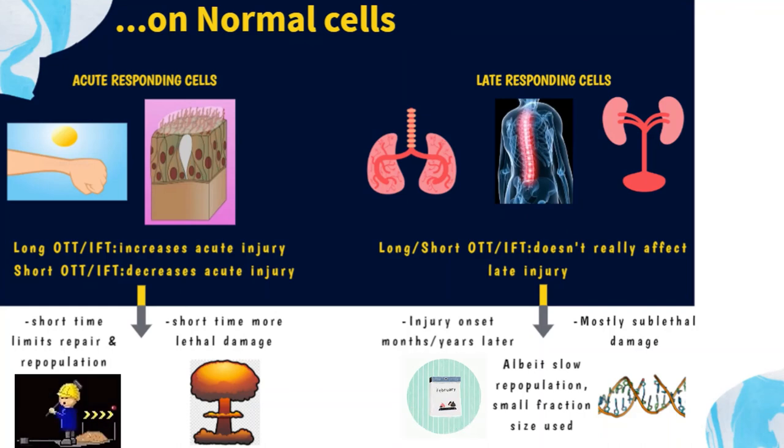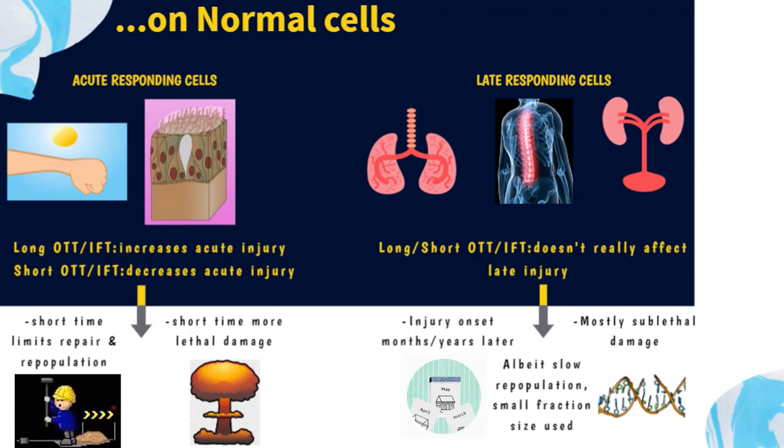I made a mistake actually here in the acute responding cells. Long OTT or IFT, it should say, decreases acute injury, while short OTT or IFT increases acute injury, and this is why. When a shorter time is used, like a short IFT, it limits the repair of normal cells, and it also limits the repopulation of the tumor cells. Also, because acute responding cells are radiosensitive, a lot of the damage due to radiation is lethal damage, which means it cannot be repaired. If it is repaired, then the cell will most probably die due to failure in division.